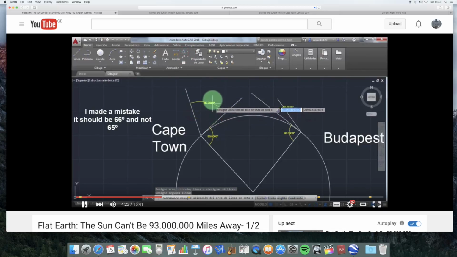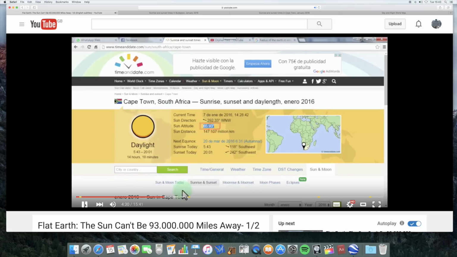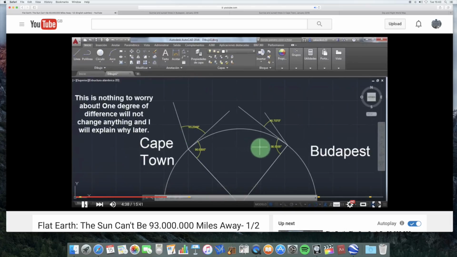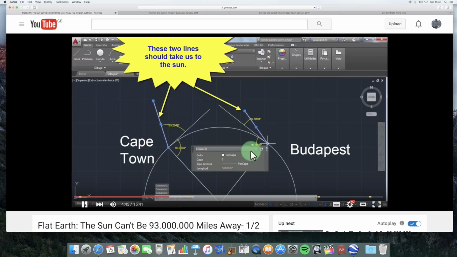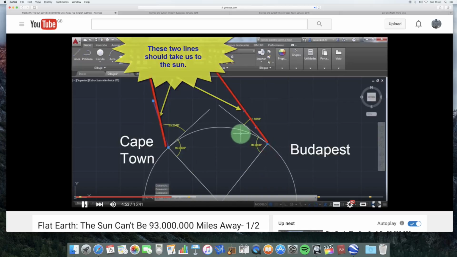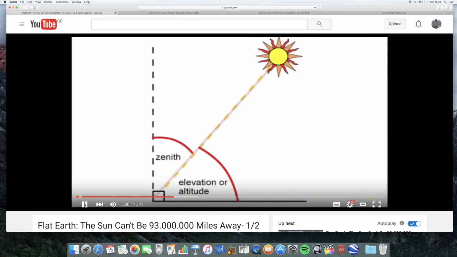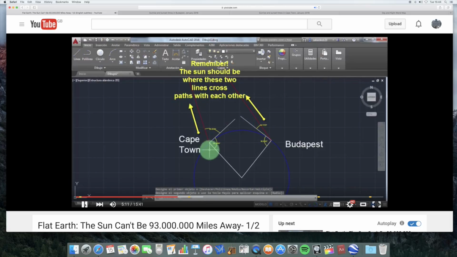Oops, I made a mistake. Should be 66 degrees and not 65. Let us check the websites just in case. Okay, it has changed to 65. Good. So I'm just gonna leave it like that. This is nothing to worry about, by the way. 1 degree of difference would not change anything, and I will explain why later. Now I am just changing the colors of the lines so as not to be confused. And by the way, if we follow these lines, they should take us to the sun. Take a look at this image. Well, now let's do an AutoCAD to measure the distance. If you think that if we open these angles a little bit more, we will get to 93 million miles, then you are wrong. Oh dear, okay.